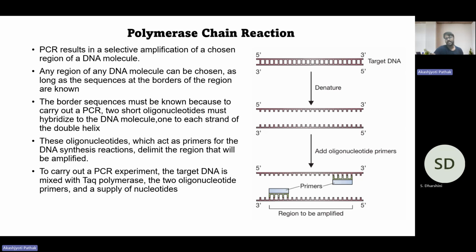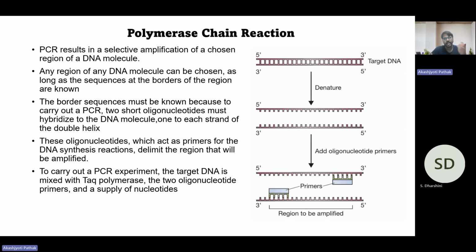Now coming to polymerase chain reaction. If the target sequence is known, and you want to clone a particular gene of interest, for example the hemoglobin protein present in humans, then you will know the gene which codes for hemoglobin. The sequence of the human gene which codes for hemoglobin is already present in the genome database.